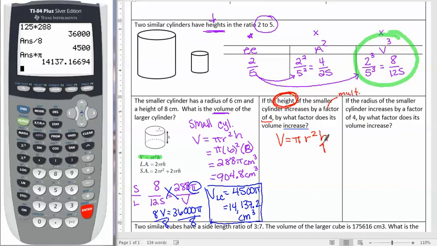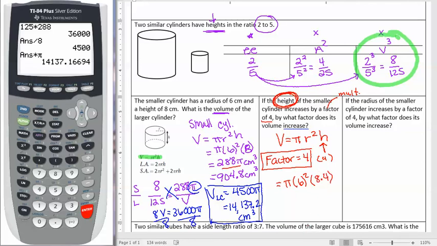So if my height, and only my height, is multiplied by 4, what's going to happen to this entire thing? The whole thing is going to be multiplied by 4. Now, if I'm not sure of that, I know the smaller cylinder's volume is 288 pi. So I could quickly just increase it and see what it is also. Volume equals pi, r is still 6, and height, instead of being 8, it's 8 times 4.